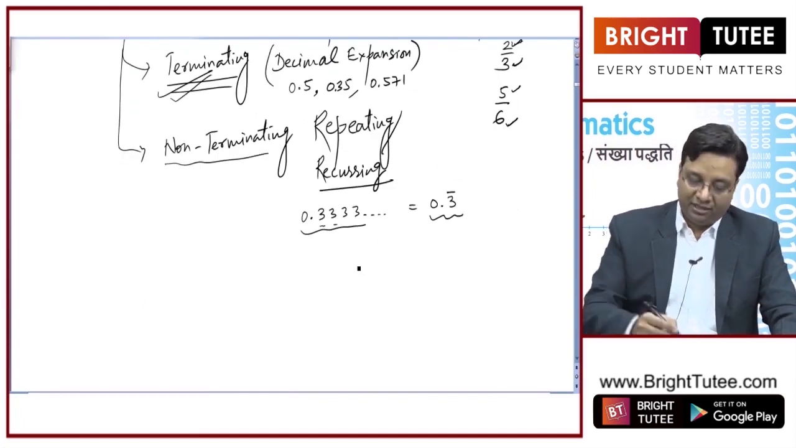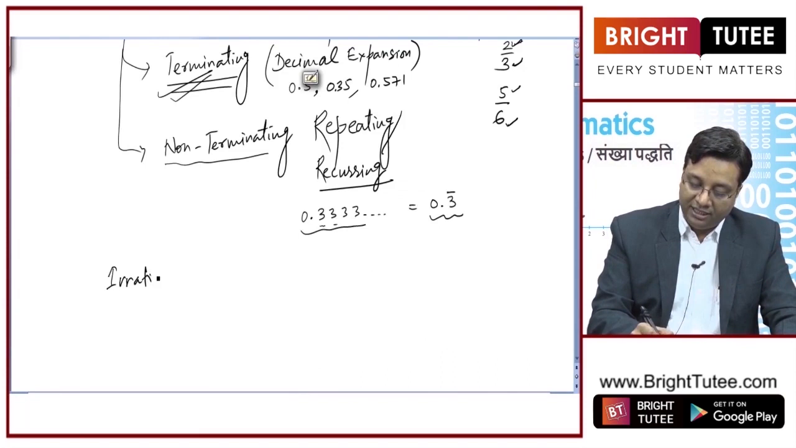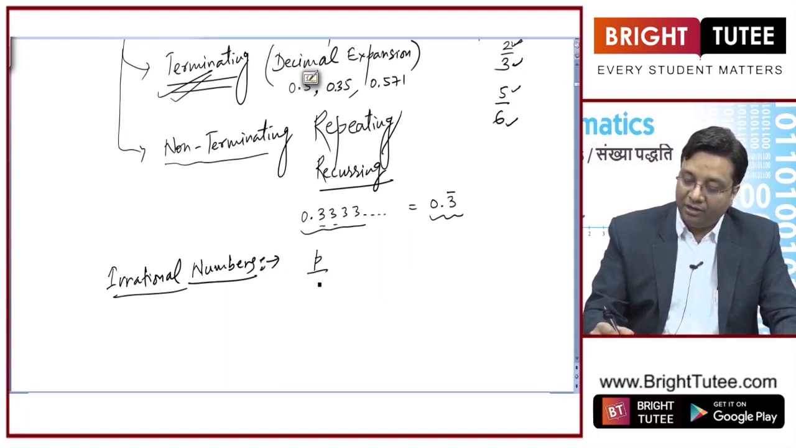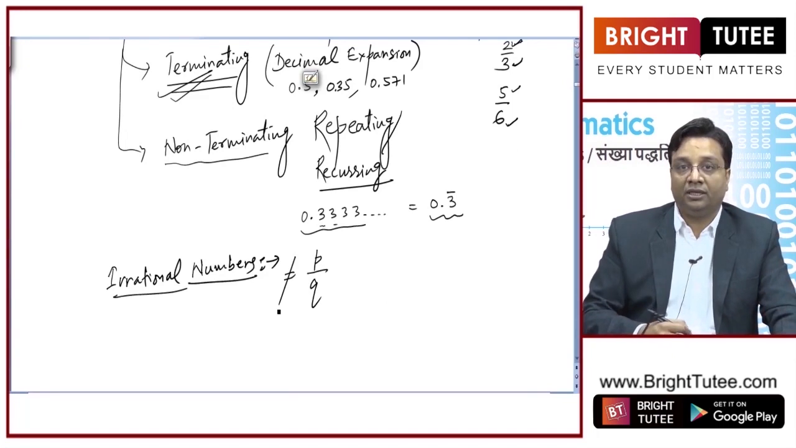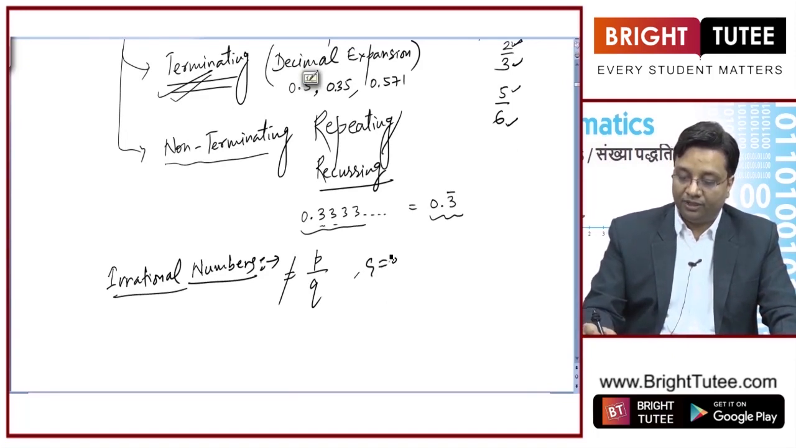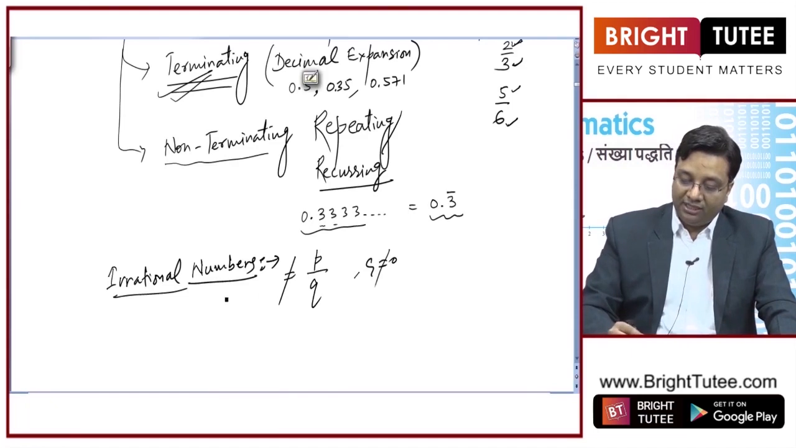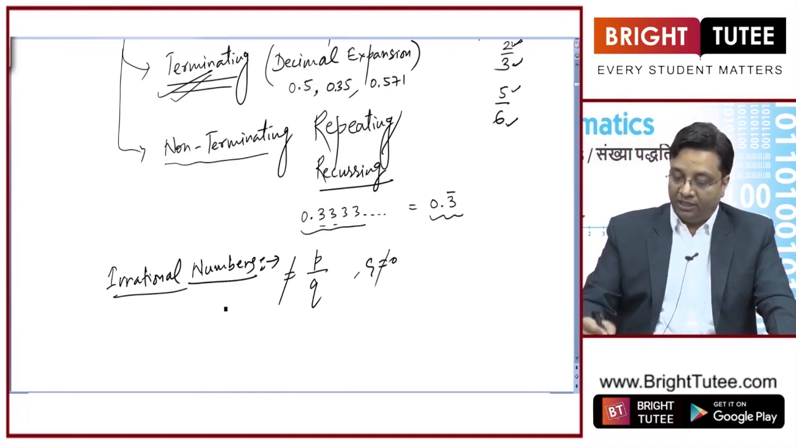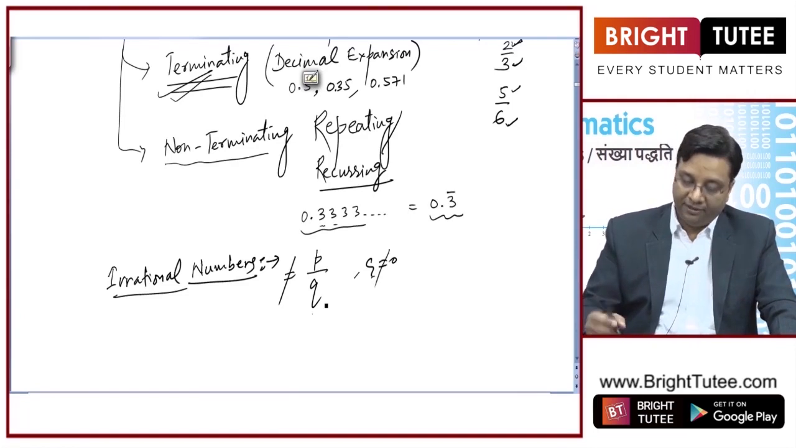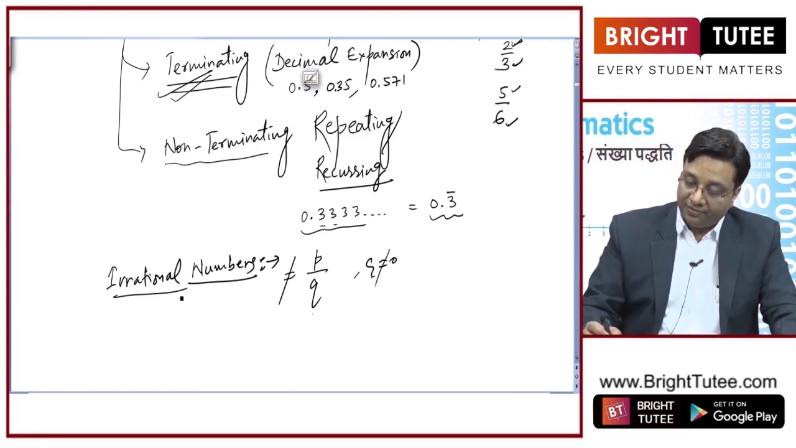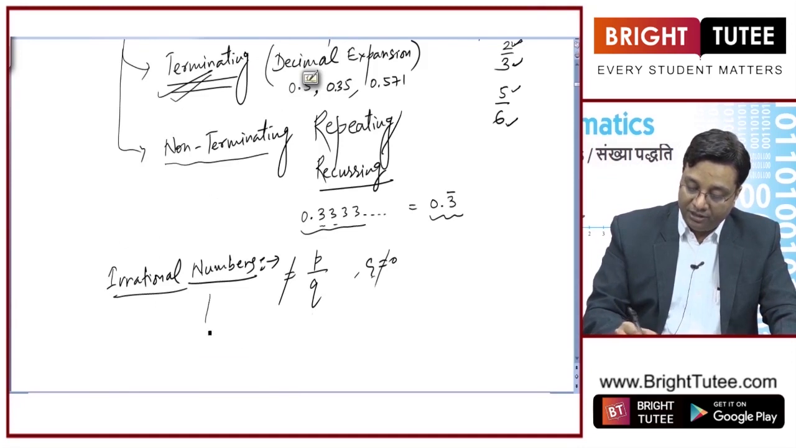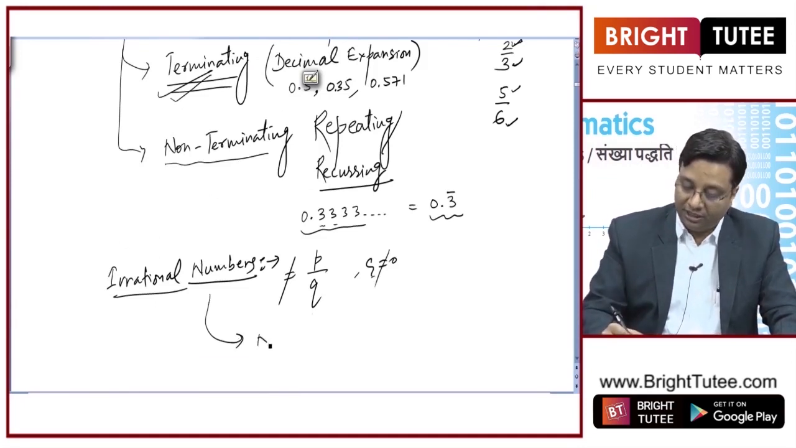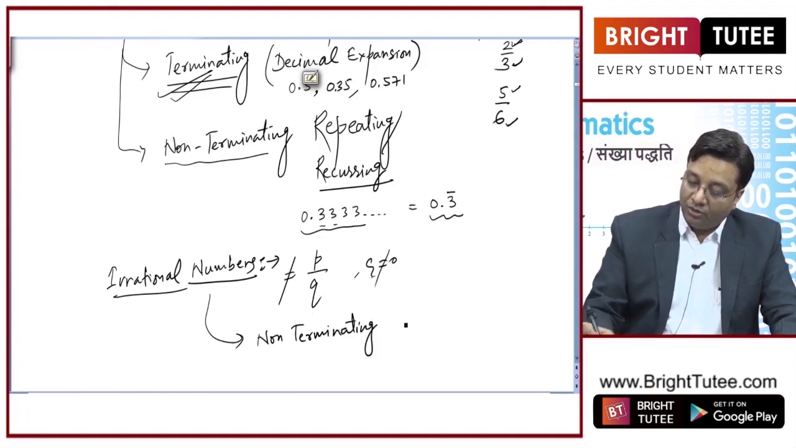We will study irrational numbers in the next lecture in detail, but right now I am giving you the idea about these. Irrational numbers are the numbers which cannot be written in p by q form, where q is non-zero, right? So these numbers cannot be written in p by q form, and q obviously is not 0, right? What kind of numbers are these? If you look at the decimal expansion of these numbers, these are non-terminating, non-repeating type.